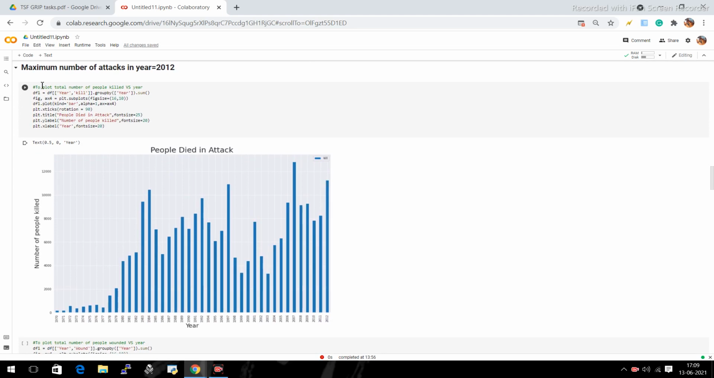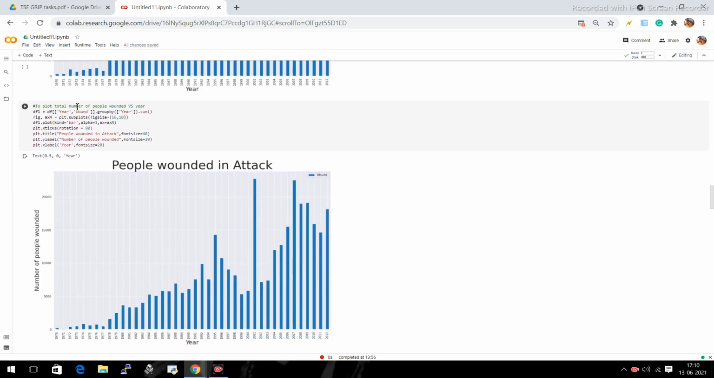Moving forward, to find the total number of people killed versus year, we have used this piece of code. So we have taken year and kill, and then we have grouped by according to the year. After that, in this graph we can find that the maximum number of people killed were in the year 2007.